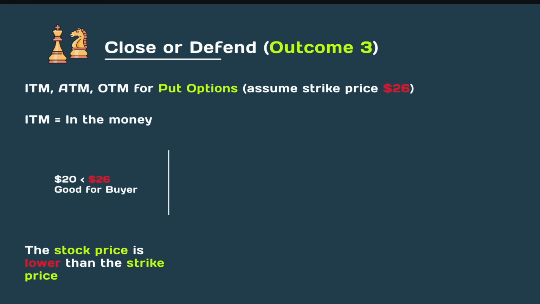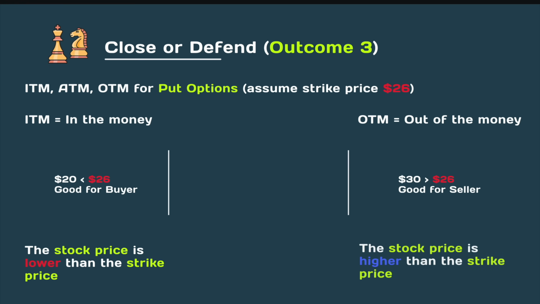Let's look at the other alternative over here. When the option is out of the money. So when the option expires out of the money, that's good for us as the seller because the option is going to expire worthless. In this example over here, the strike price being $26, the stock price right now is $30. So the stock price is higher than the strike price. In this case over here, the buyer would say, why would I sell it to you, the seller, for $26 when I can go and sell it to somebody else for $30 itself? So in this case, the buyer is going to forfeit their premium. The option is going to expire worthless when the stock price is higher than the strike price.